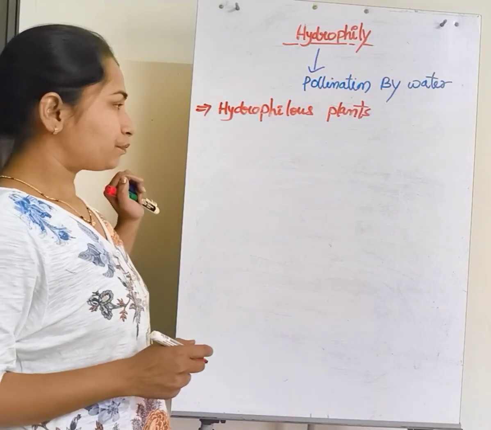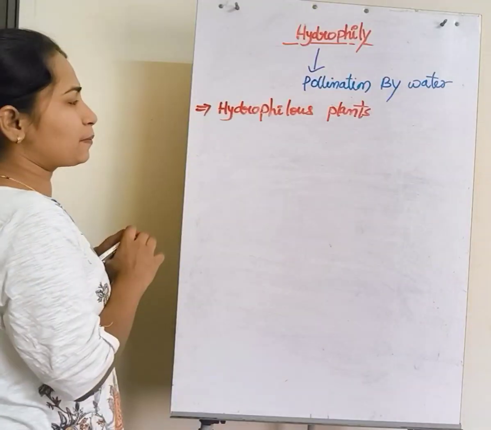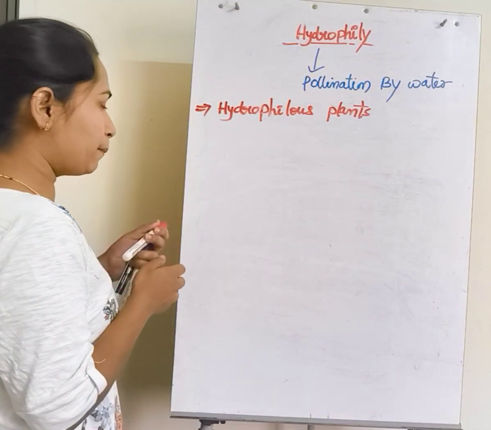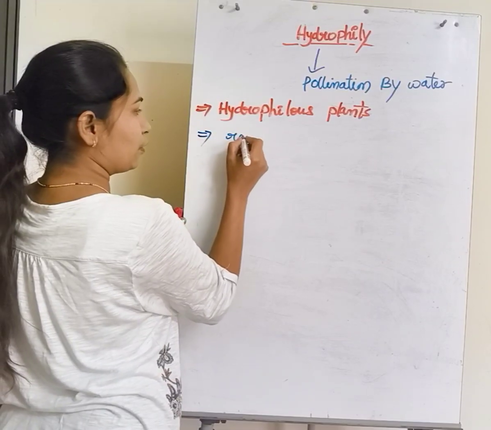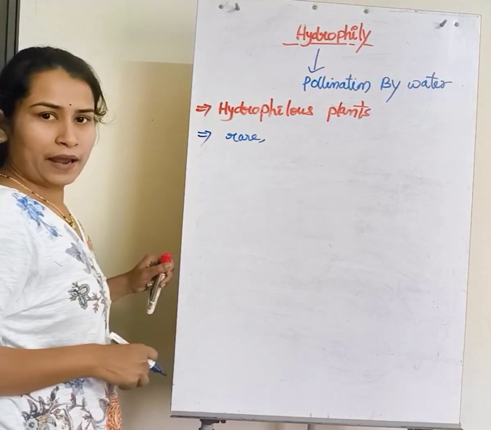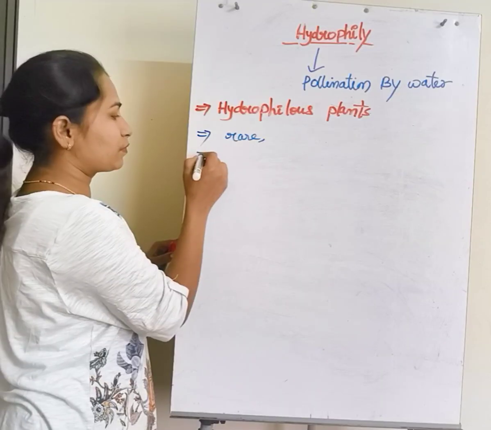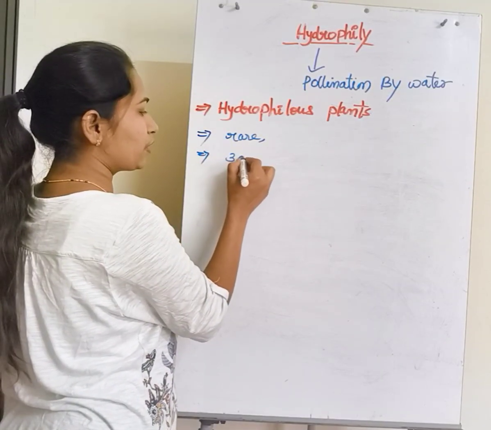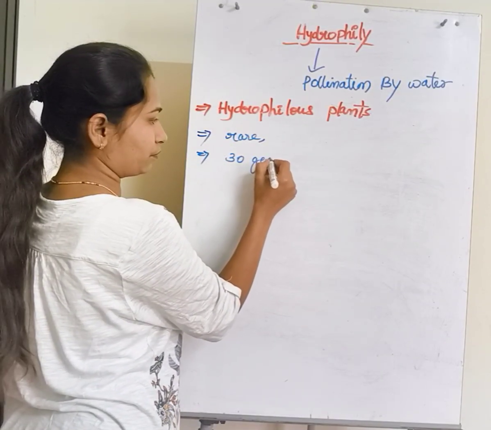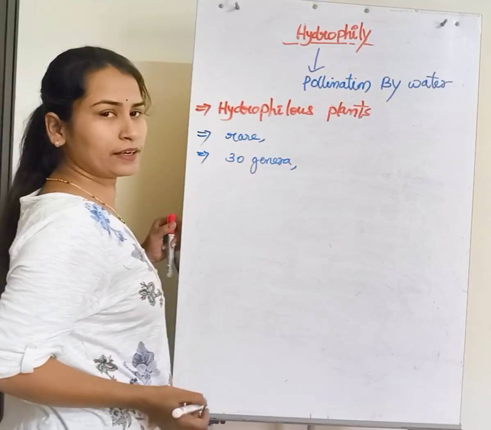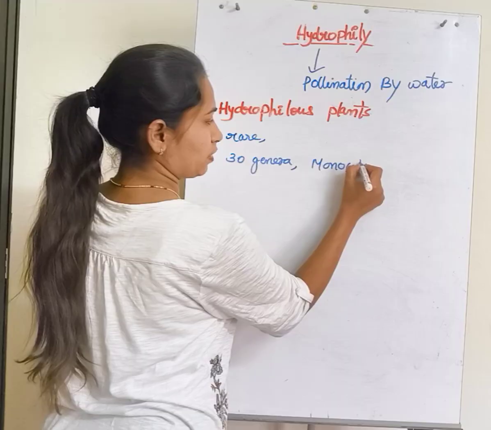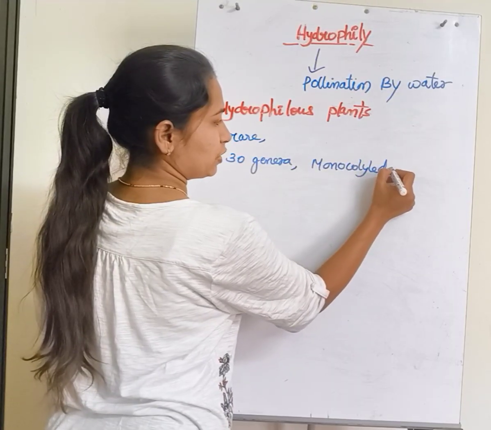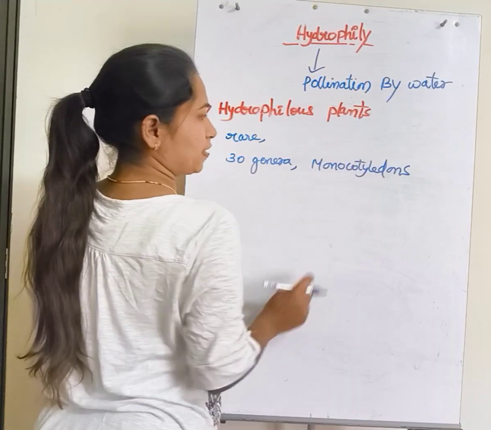And these are present rarely in the flowering plants. Okay, these are rare in flowering plants, limited to about 30 genera. These are mostly present in monocotyledons.